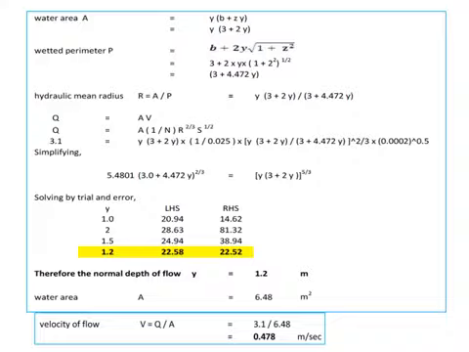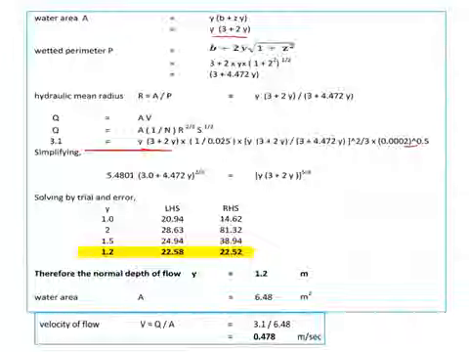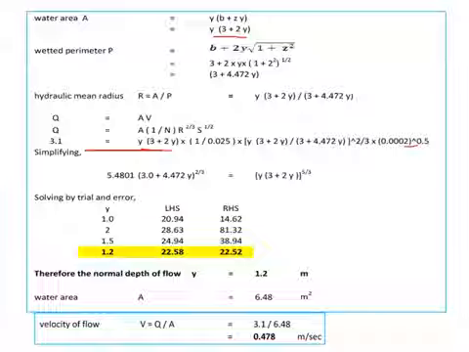So since Q is 3.1, area is this. Okay, area is this. Substitute here. Then 1 by n R to the power of 2 by 3 and S to the power of half. So solving this, you put various values of y so that you will get 3.1 as the answer by trial and error. Otherwise you can solve this equation like this and then go on putting the value of R, until the left hand side is equal to the right hand side.